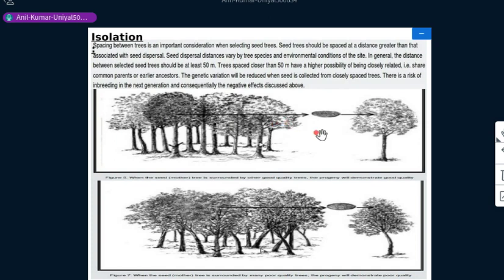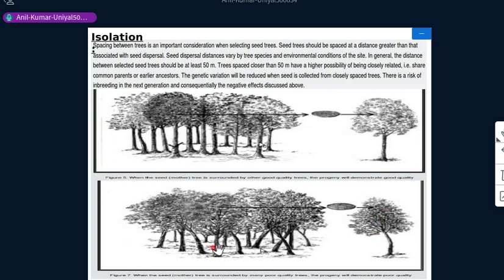That's why we must search for any desirable tree that is quite isolated from other poor or malformed trees. As in the second picture, we can see that more malformed trees are there, and their resultant product, if seeds go out of that boundary, will again be of the same kind.